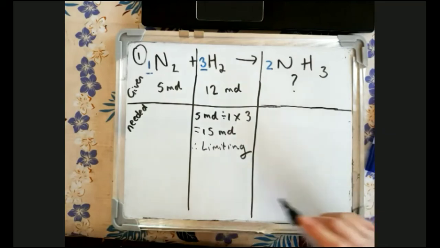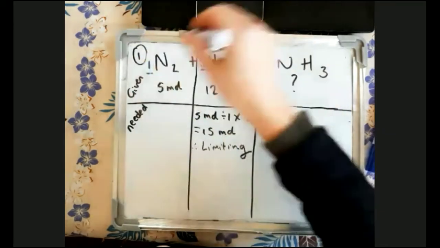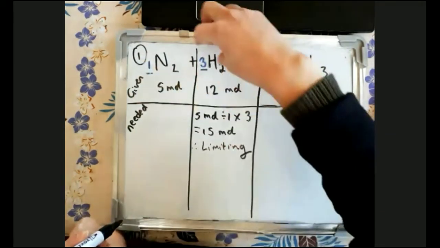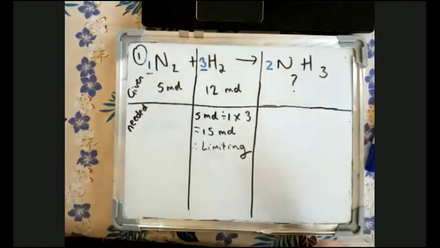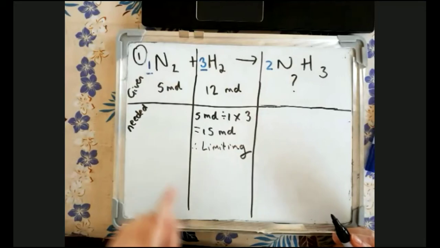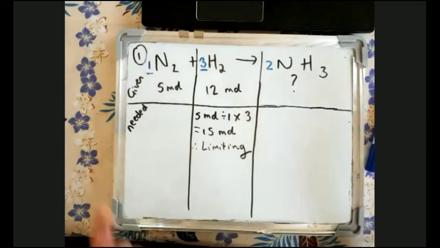Now let's work the other way. It doesn't matter which one you start with, by the way. You can go 12 and then work your way towards this side, or you can go 5 and work. I just do both in any case. Whether they ask me to work out the excess or the limiting, I just show both. No one's going to penalize you for that.